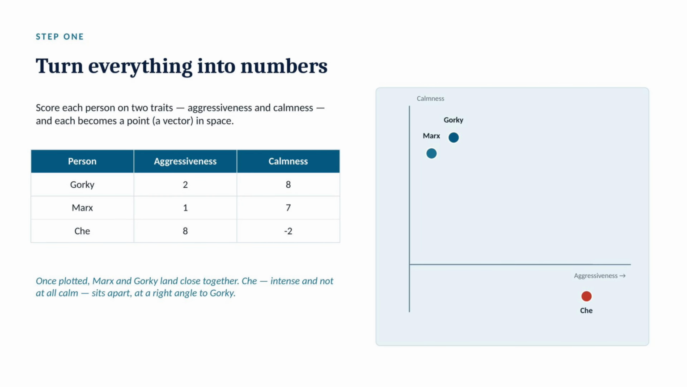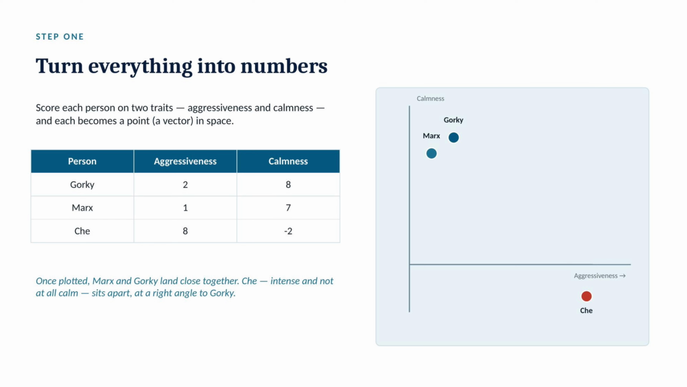The first step is this: everything can be turned into numbers. Let's score each person on two traits: aggressiveness and calmness. Gorky is 2 and 8, Marx is 1 and 7, Che is 8 and -2, intense and not at all calm. Now plot these points in space, what we call vectors. Look at the graph. Gorky and Marx land right next to each other. Che sits apart below the axis, and as we will see in a moment, at an exact right angle to Gorky. We didn't need to feel anything, the numbers did the work.